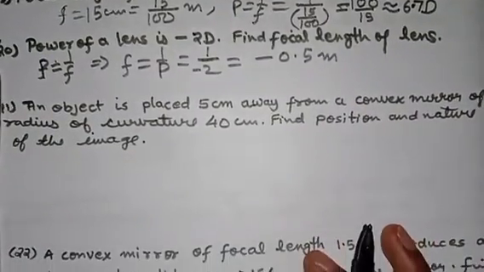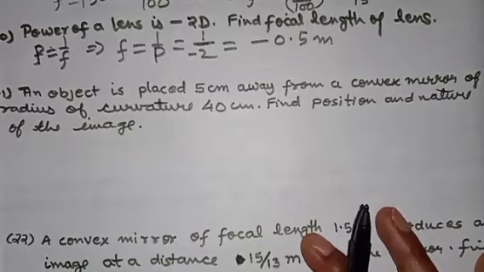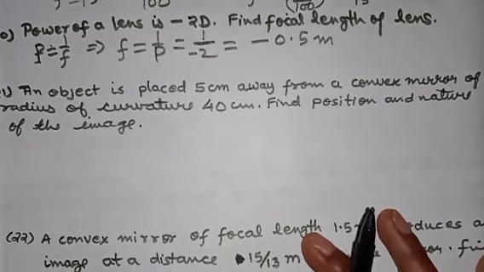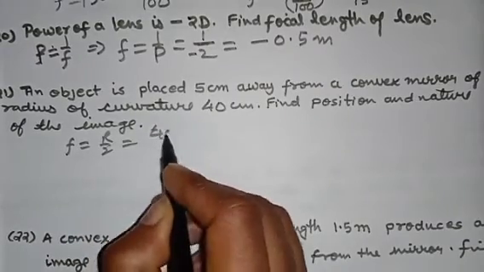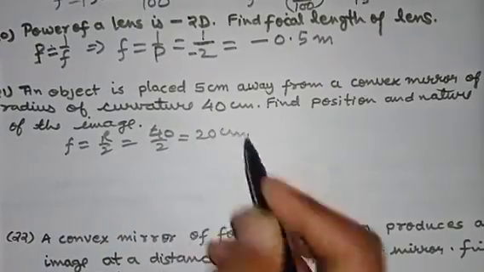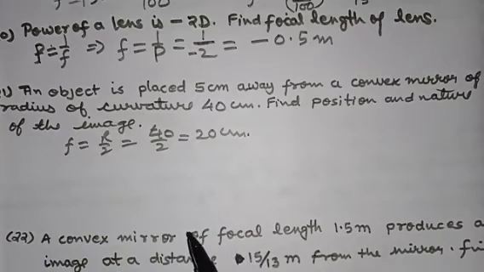An object is placed 5 centimeter away from a convex mirror of radius of curvature 40 centimeter. First we will find the focal length: r by 2, that is 40 by 2, that is 20 centimeter. Find the position, nature and size. Position and nature of the image.